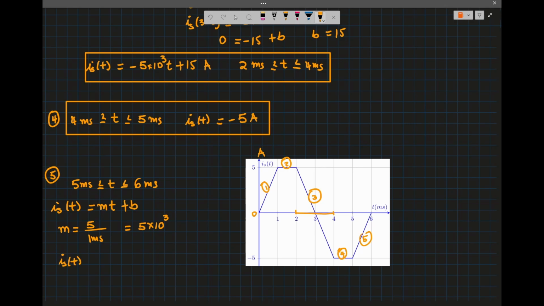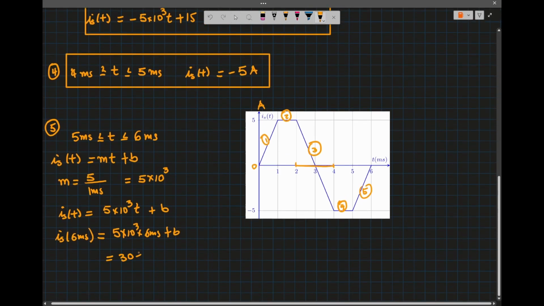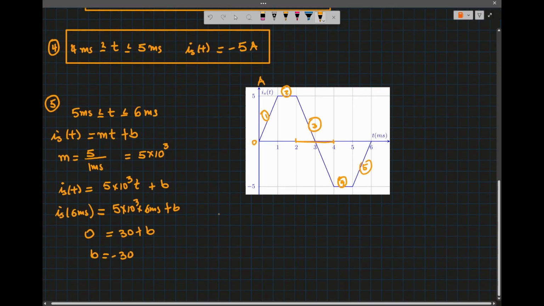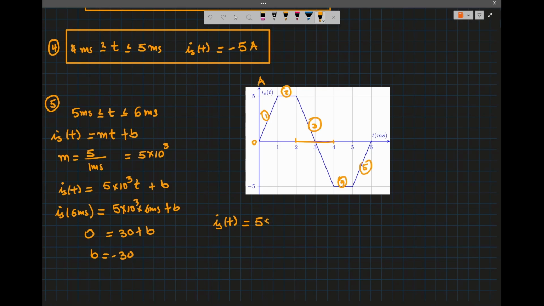So i of t is 5 times 10 to the 3 t plus b. Let's plug in 6 milliseconds, which gives me 5 times 10 to the 3 times 6 milliseconds plus b. That gives me 30 plus b. At 6 milliseconds we have 0, so b is equal to -30. So that means i of t for this interval is 5 times 10 to the 3 t minus 30, where 5 milliseconds is less than or equal to t less than or equal to 6 milliseconds.